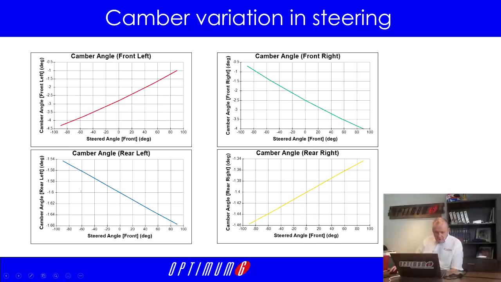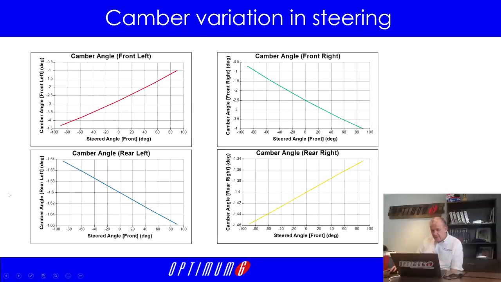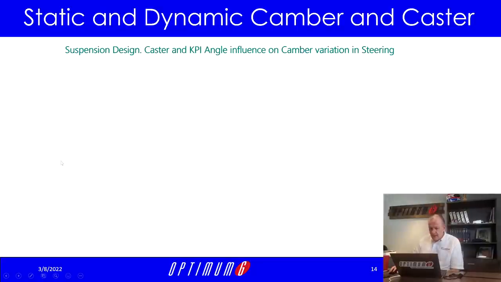And you will notice that there is also a camber variation on the left rear and the right wheel. But look at the scale here. We are speaking about less than 0.1 degree. And the reason for that is that when you change the vertical load, you have more vertical load on the right wheel and less on the left rear. Well, guess what? You're going to have tire deflection and a little bit of roll angle, and therefore the camber is going to change.